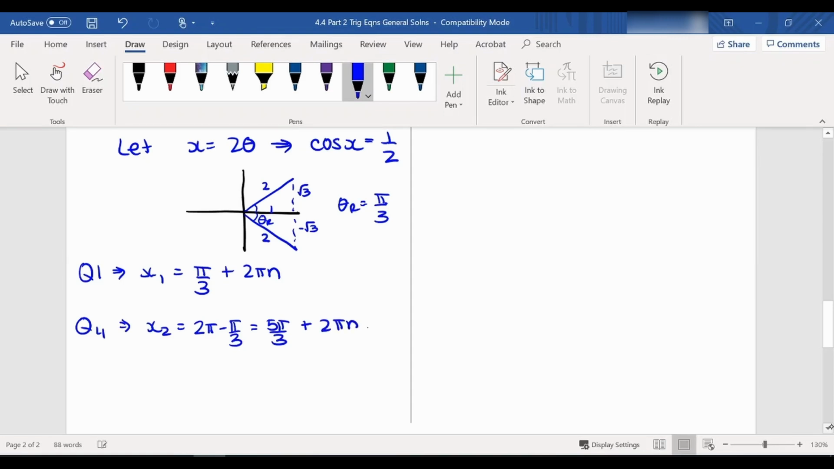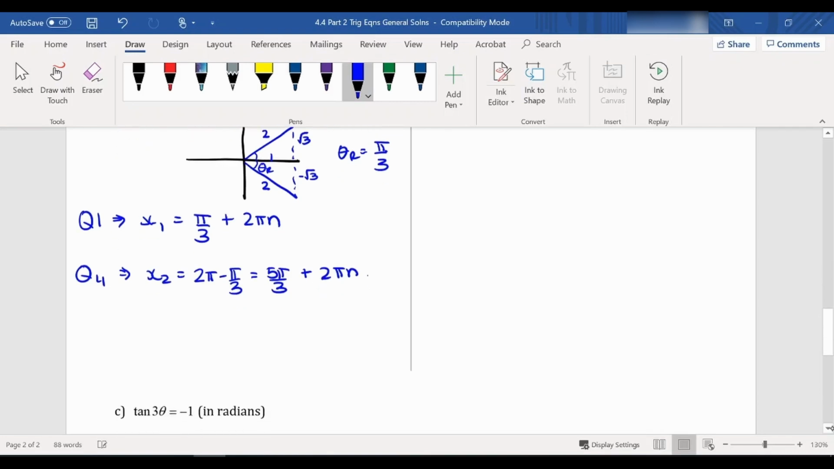Now, the problem is in the question, we were not given an x, we had a 2 theta. So if x1 is equal to pi over 3 plus 2 pi n, that means 2 times one of my thetas is pi over 3 plus 2 pi n. Now I need to solve for theta because I'm not being asked what is 2 theta. I'm being asked to solve, which means I need theta. I need to divide by 2, which would give me theta 1 equals pi over 6 plus pi n, if I divide everything by 2, and then I need to include that n is an integer.